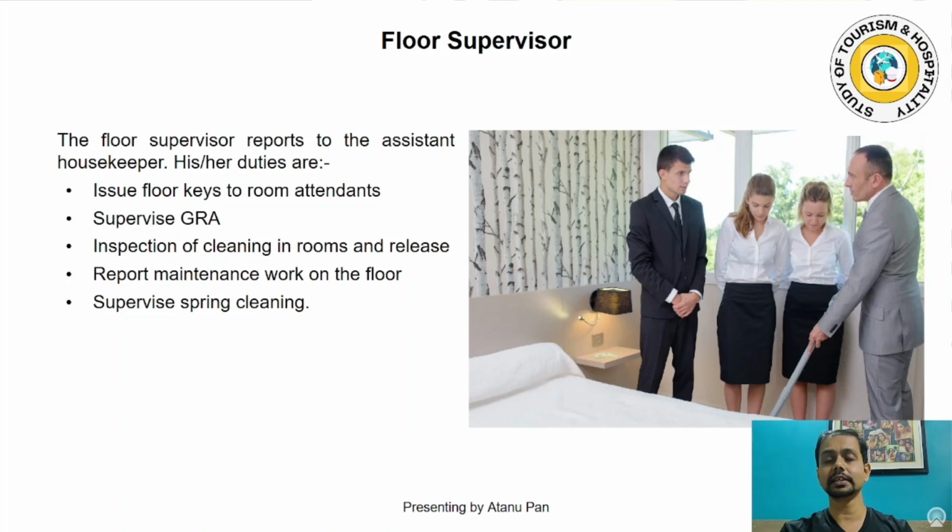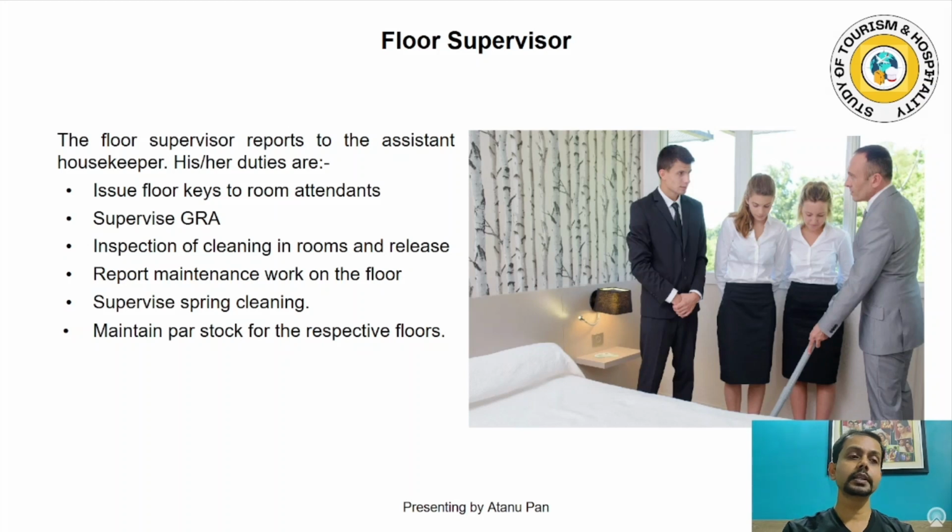Okay, ceilings, cleaning of the ceiling. This type of deep cleaning is actually done once in a year. So this type of thing is supervised by the floor supervisor. Then maintaining part stock of the respective floor.